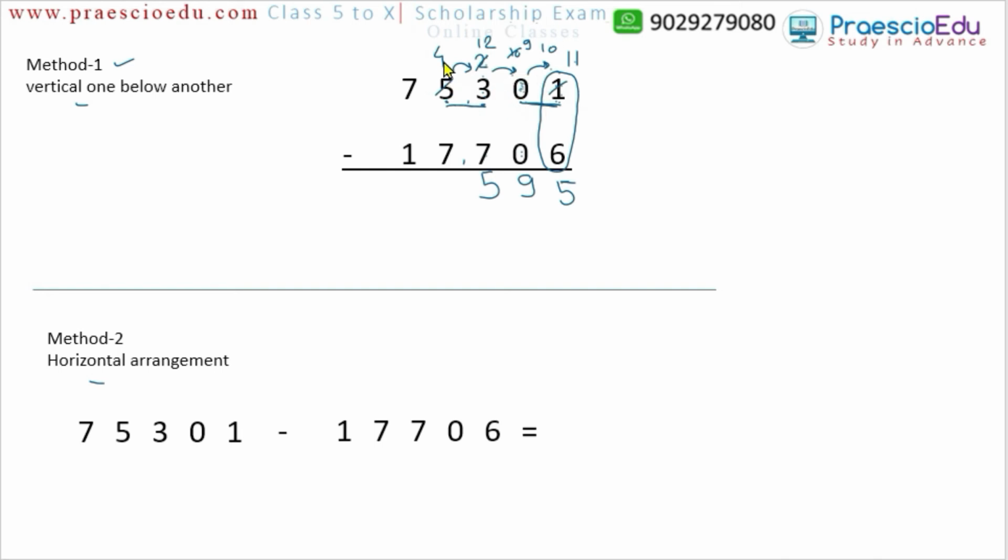Okay, so here 4 minus 7 cannot happen, no. So we will take out again one borrowing here. So instead of 7, it becomes 6. Now here 4 and this taken out 10, so 10 plus 4 comes to 14. So 14 minus 7 comes to 7.